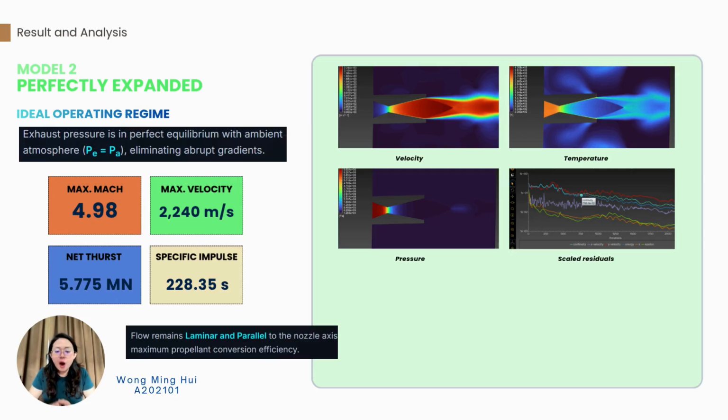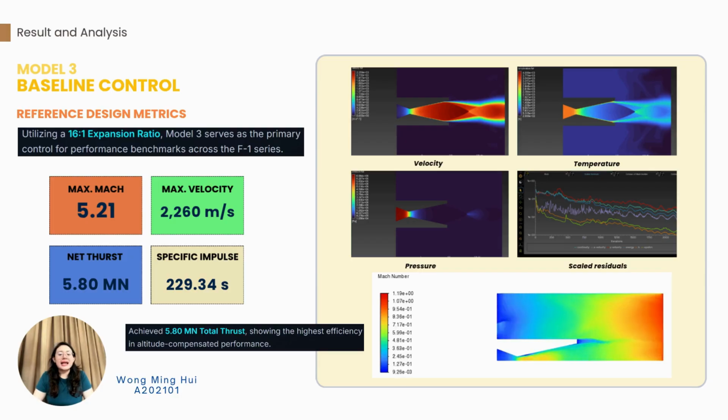As evidenced by our axis velocity of 2,240 meters per second, the animation confirms a rock-steady flow field. You will notice an absence of any standing shock structure, which confirms the absence of wave drag and validates that our design point is perfectly matched to the ambient conditions.